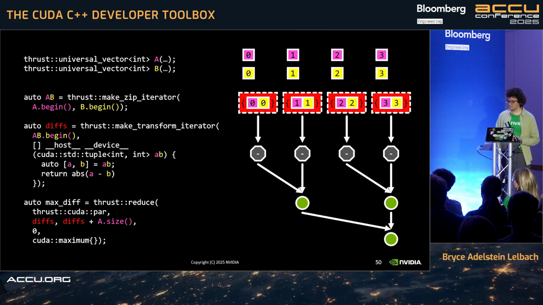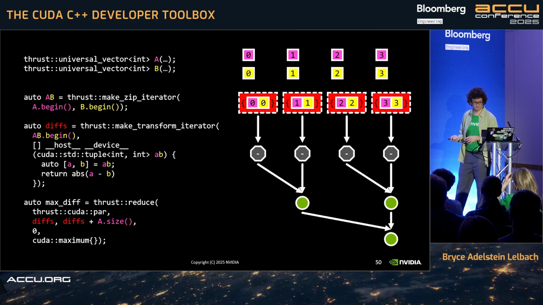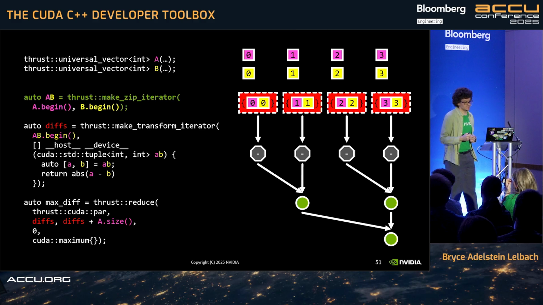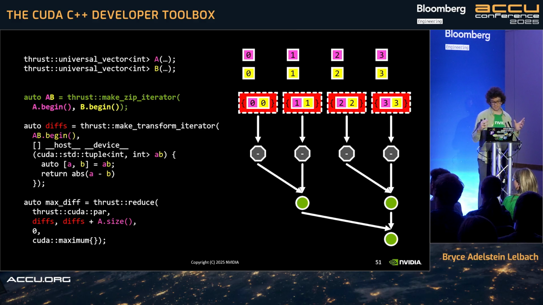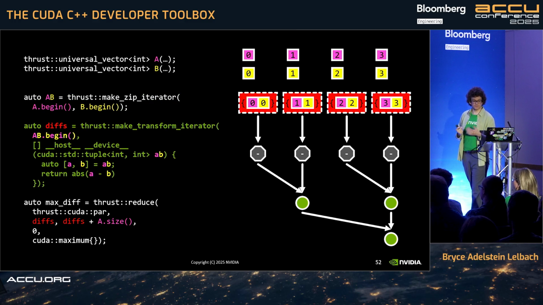We can improve this by replacing that transform with a zip iterator and a transform iterator. So the zip iterator produces 2-element tuples of each corresponding element of a and b. And then the transform iterator takes that zip iterator and applies a lambda function to it that unpacks the tuple and computes the difference between those two values.